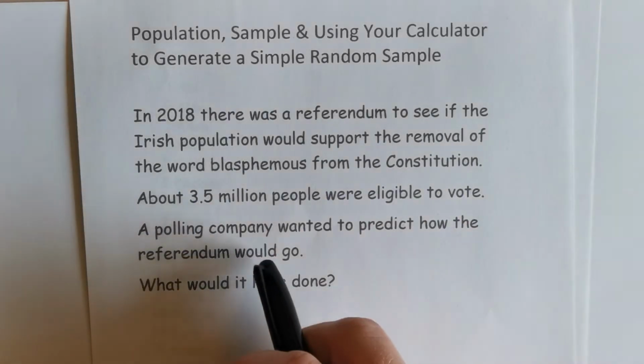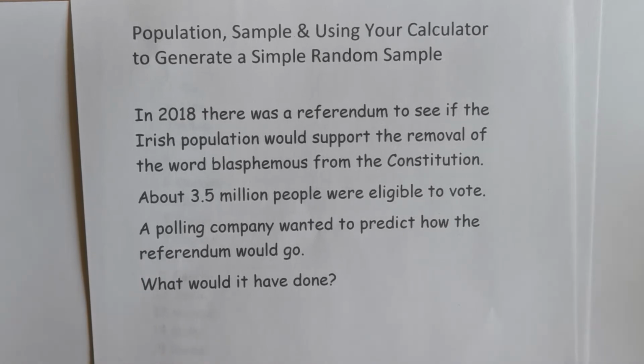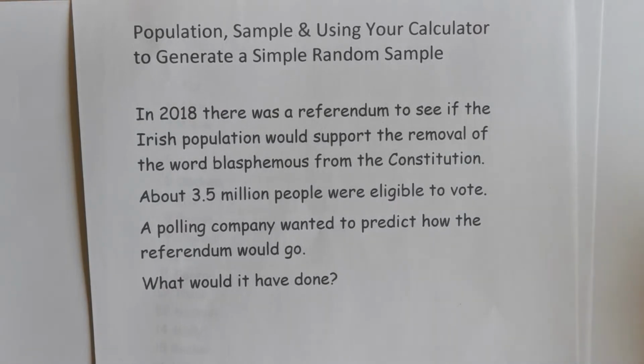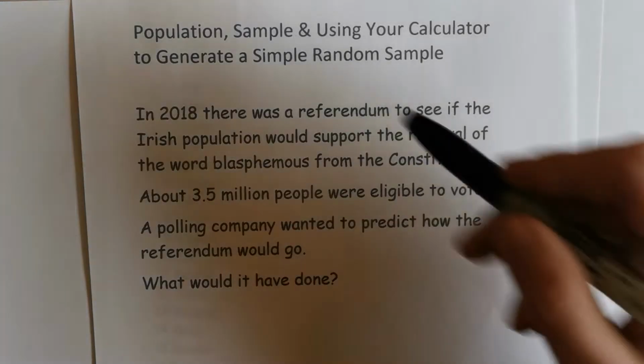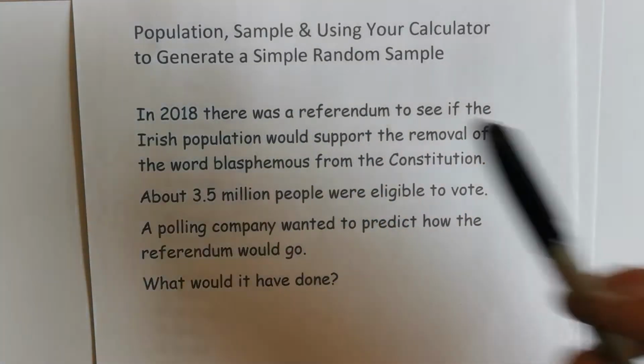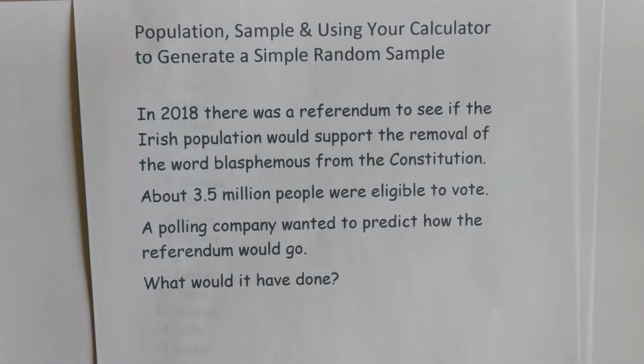Okay? A polling company, of which there are a few in Ireland, wanted to predict how the referendum would go. So that's kind of the question. A few things to mention, these words, population. And population in this case is everyone of interest in the survey. And really a referendum is just a big survey. You're asked a question and you answer it. So everyone of interest in the survey is part of the population. So the population consists of all the 3.5 million people who are eligible to vote in this case.